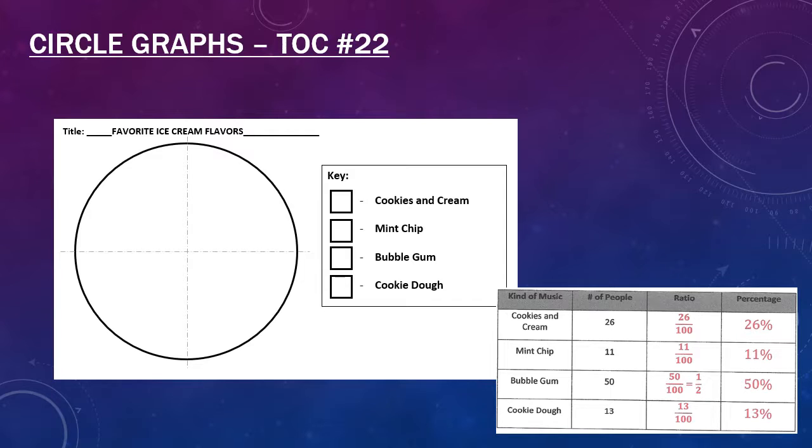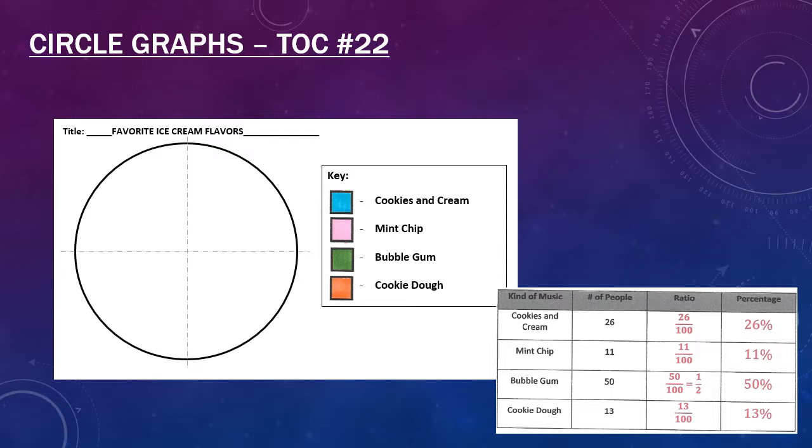Okay, here is where you need those 4 different colors. So you're going to need a color for cookies and cream, a color for mint chip, a color for bubblegum, and a color for cookie dough. For my examples, I used blue for cookies and cream, pink for mint chip, green for bubblegum, and I know I should have made bubblegum pink and mint chip green. Oh well. And cookie dough orange. So once you have your colors, color them in so you have that for your key, and then we're going to jump in for making the graph.